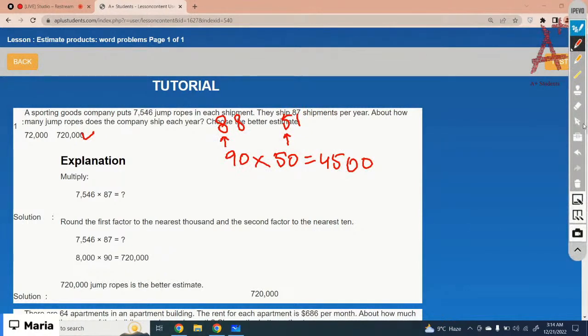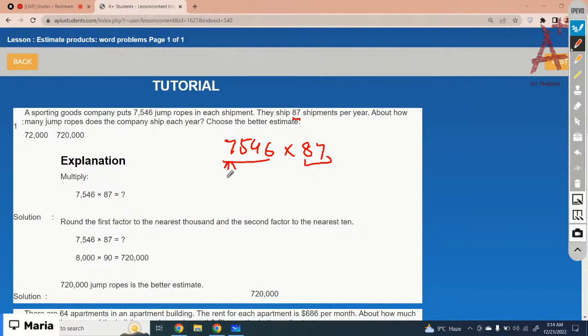And the numbers are 7,546 and we have 87 here. Basically, you have to multiply these two numbers. So first you have to round them off, and then you have to multiply. The first digit is in thousands, so you have to round off this number to thousands. Got it? And then 87 is rounded off to 10.